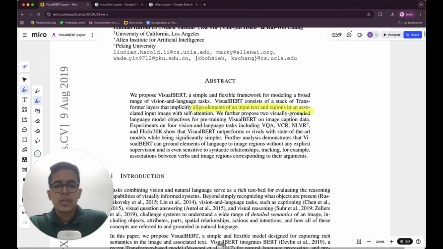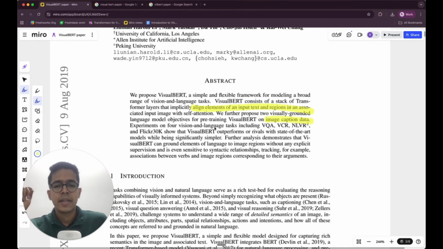We further propose two visually grounded language model objectives for pre-training VisualBERT on image caption data. Image caption data, we know, is collected in one way for the CLIP paper by taking images and their alt tags from websites. But image caption data will be image-caption pairs, and something like 400 million pairs were used in the CLIP paper. Here we'll see how many are being used.